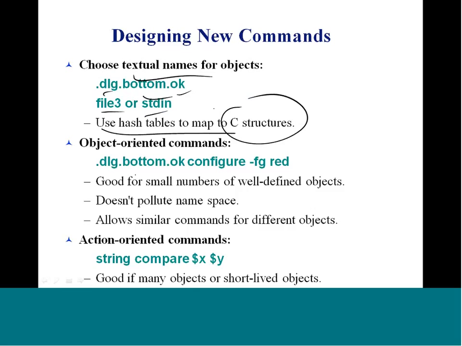Object oriented commands are basically like dialog.bottom.ok configure, and then we say foreground is red. These kinds of object oriented commands are good for a small number of well defined objects, don't pollute the namespace, and allow similar commands for different objects. And then we also have action oriented commands like string compare x and y. This one is useful if there are many objects or short-lived objects. These commands are useful there.